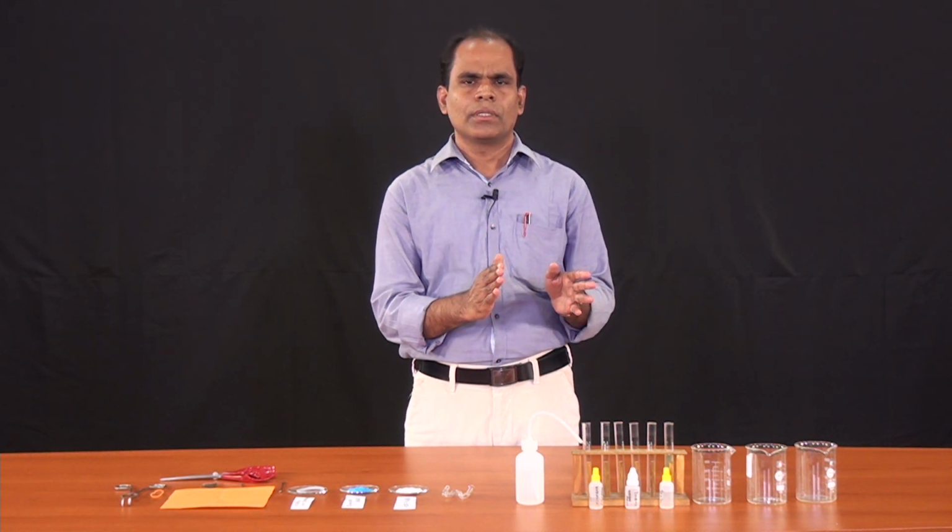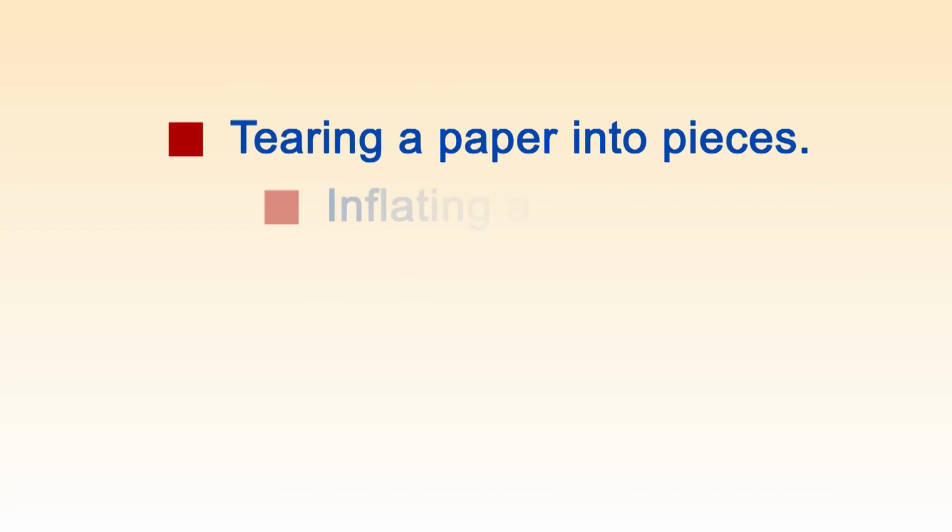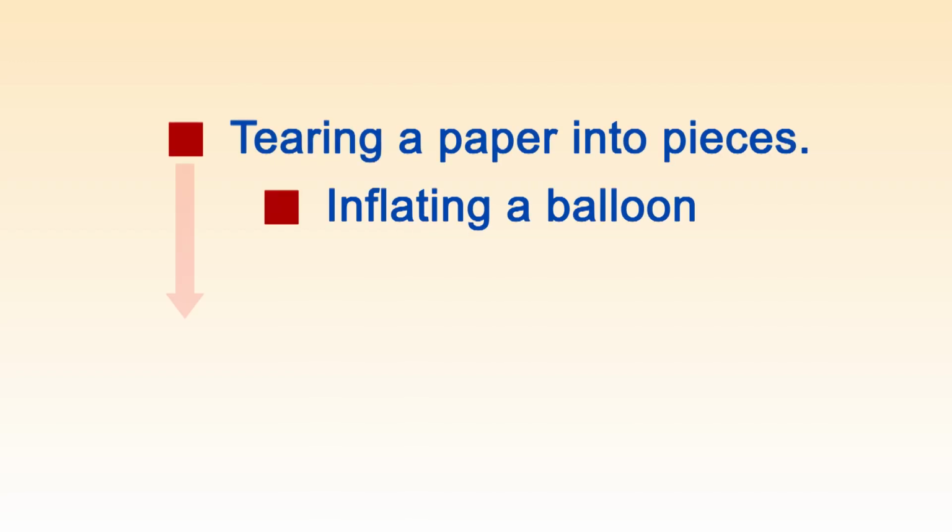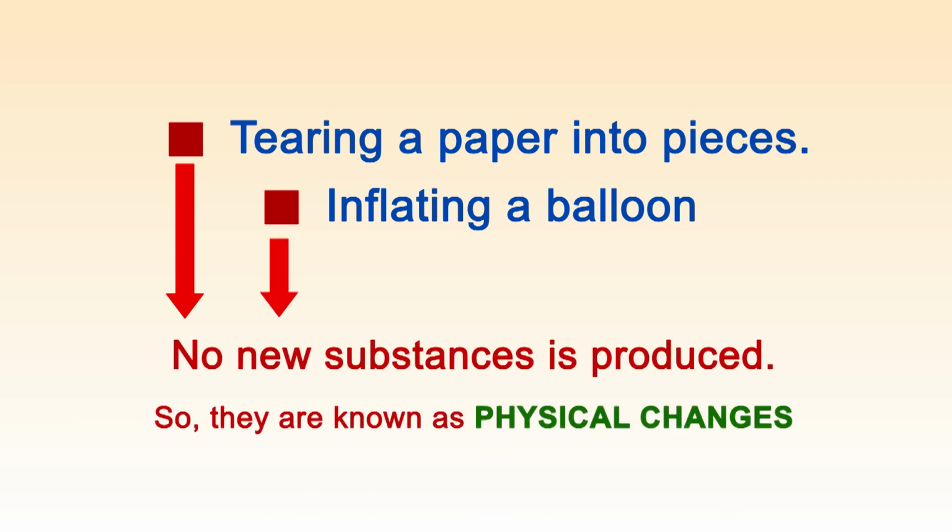Can you now classify these changes into different types? Yes, we can classify. Amongst them, in some cases like tearing a paper or inflating a balloon, no new substance is produced. So, they are known as physical changes. In some changes like cooking of rice or burning of paper, new substances are produced. So, they are called chemical changes.